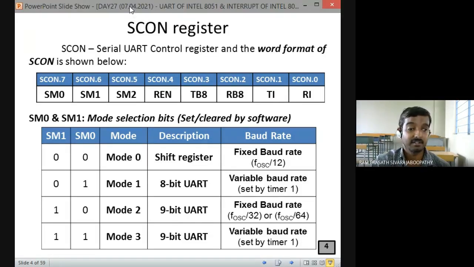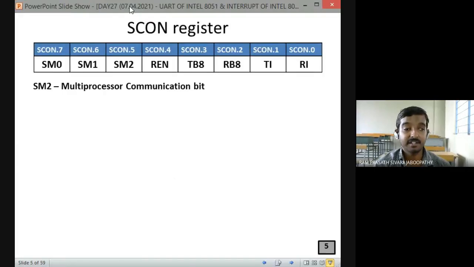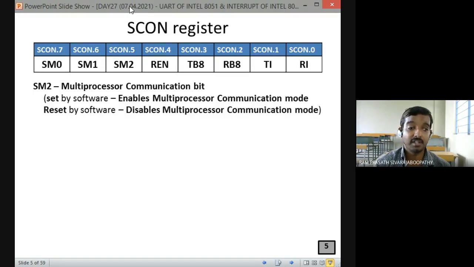Yes. Okay. Fine. So the next bit is SM2. I have told you it is the multiprocessor communication bit. Based upon the mode of operation, this bit is going to play a different role. The role of the SM2 bit is going to vary with the mode of operation. Fine. So it is set or cleared by software only. What is the meaning of set? The multiprocessor communication mode gets enabled. If it is reset, then it disables the multiprocessor communication mode.